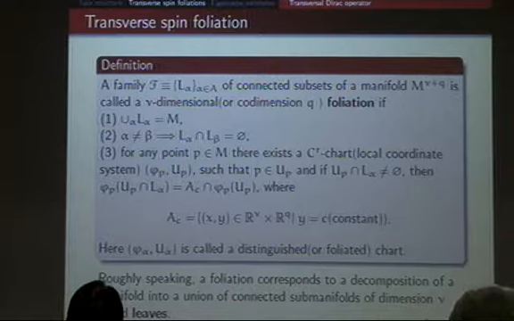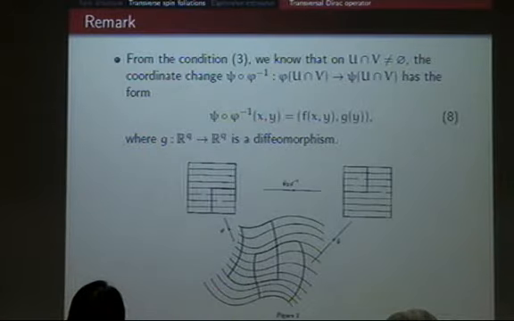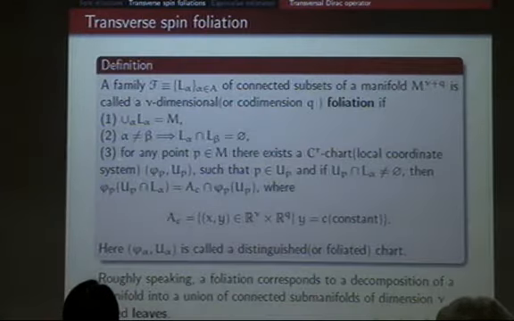The connected submanifolds are called the leaves. This is a manifold, and we have a local chart. This one is like this affine subspace, and we call the coordinate a distinguished coordinate or foliated coordinate. So condition 3 means the submanifold L alpha is isomorphic to a p-dimensional affine subspace in Rn.